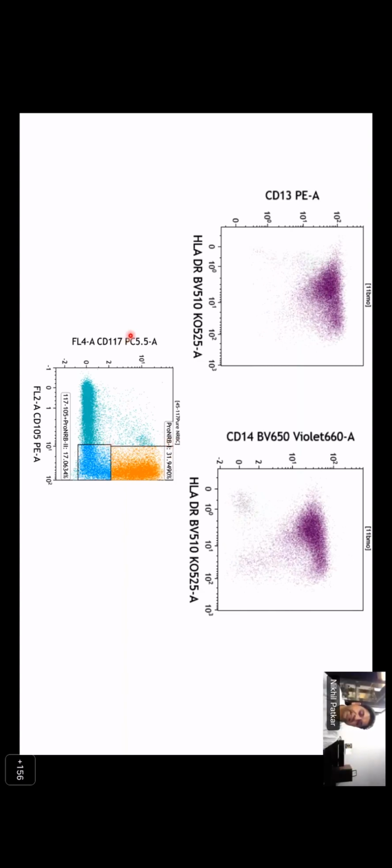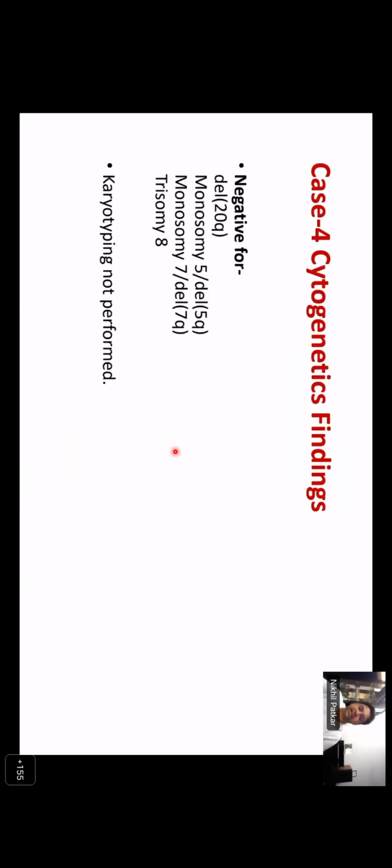So not only is it increased, the CD117 and CD105 positive fraction here is almost at 50%. And you can see that there is a fraction that is CD117 negative, but more importantly, this CD105, CD117 positive fraction is really high. All right. So cytogenetics, is there anything? No, sir. It looks normal.